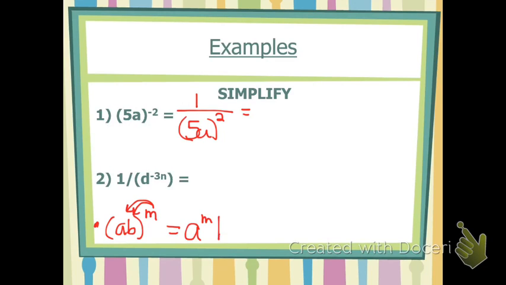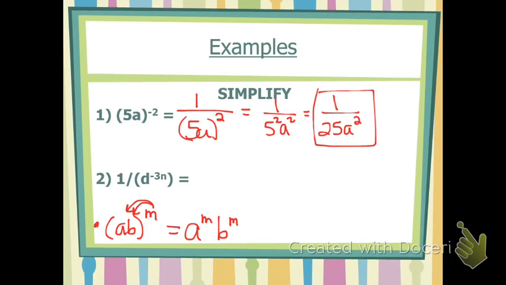And we said, although it's not technically distributing, it should remind you of distributing. The factors inside of the parentheses all get that exponent. So for this question, in the denominator, the 5 and the a both get squared. So this becomes 5 squared times a squared. Again, you could leave it like that if you like, but 5 squared is pretty easy to do even in your head without a calculator. 5 squared is 25. So then we end up with 1 over 25a squared.